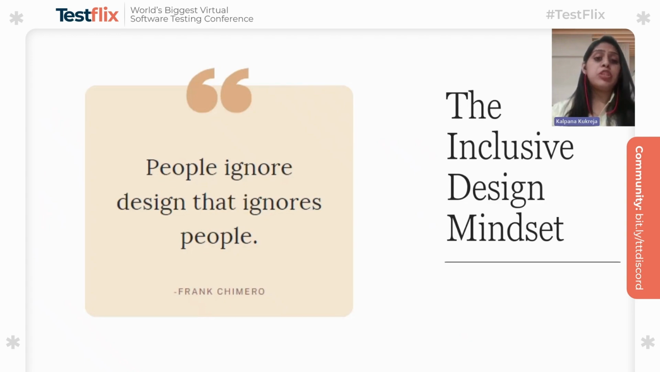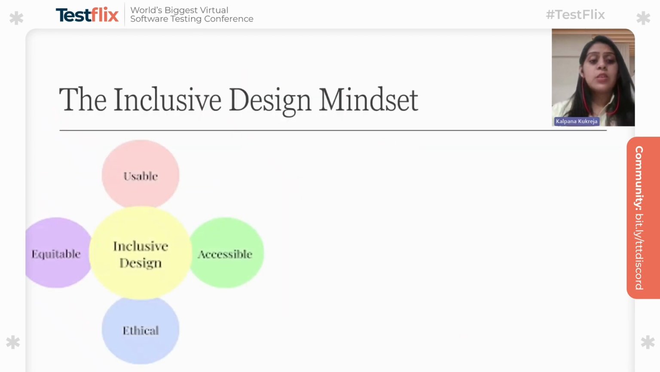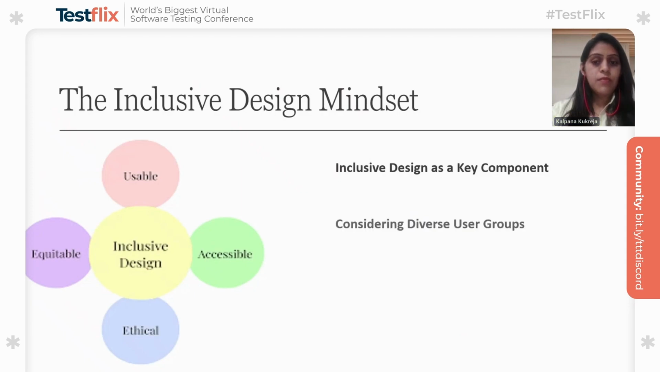Now, how do you make sure that your design is inclusive? An inclusive design is the one which cuts across usability, accessibility, ethics, and equitability. Right, so there are three basic components. Your inclusive design should be considered the key component of any application. Any project starts with building or creating the design, and it has to be done by considering that this design is the key component.